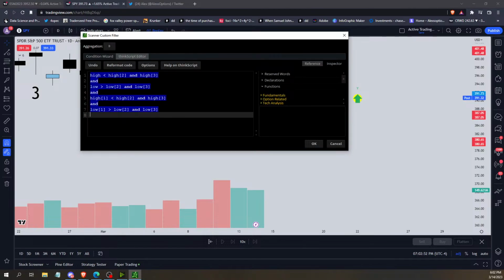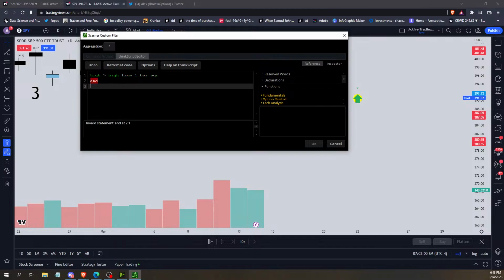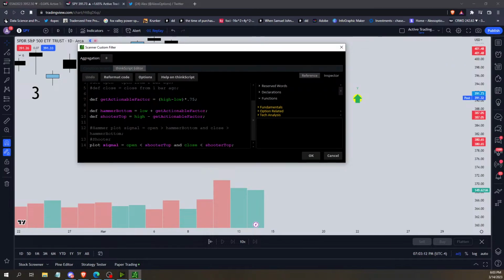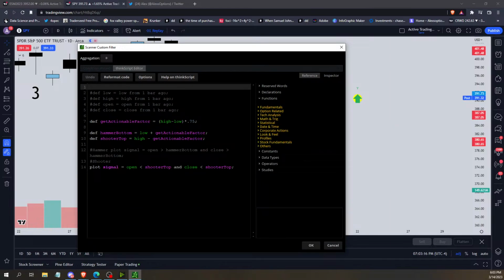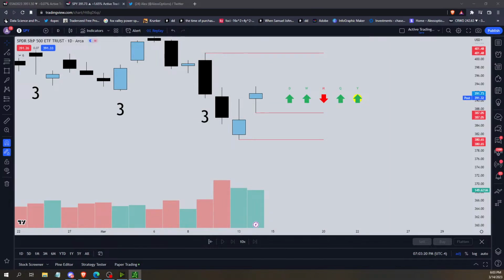So we want something that's high greater than the high from 1 bar ago, which you can draw. You can write it like that, or you can do it from 1 bar ago. And you want, let me see if I can actually just load the scan so I don't have to type it all out for you. Personal hammer shooter, boom. So I will show you guys that code. This is some code I wrote just to show me the shooters and hammers, which I will throw in the YouTube chat for anyone that wants it.